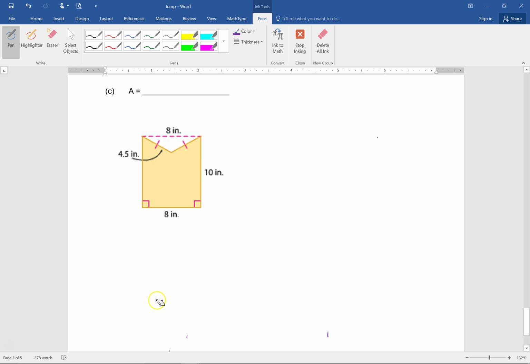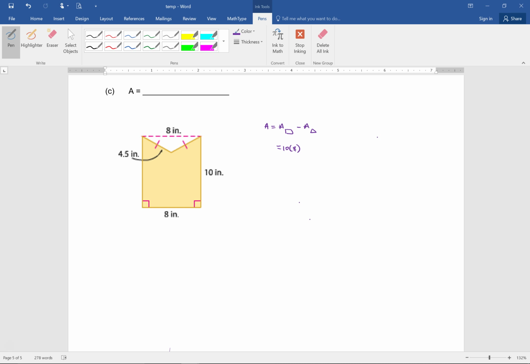Okay, look at this one. It's like a little manila envelope. Okay? Well, what are we going to do here? We're going to have to find the area of the rectangle and subtract from it the area of a what? A triangle. Right? Okay. We're fine with the area of the rectangle, right? That's just 10 times 8. But the triangle, we need to find the area of that triangle.